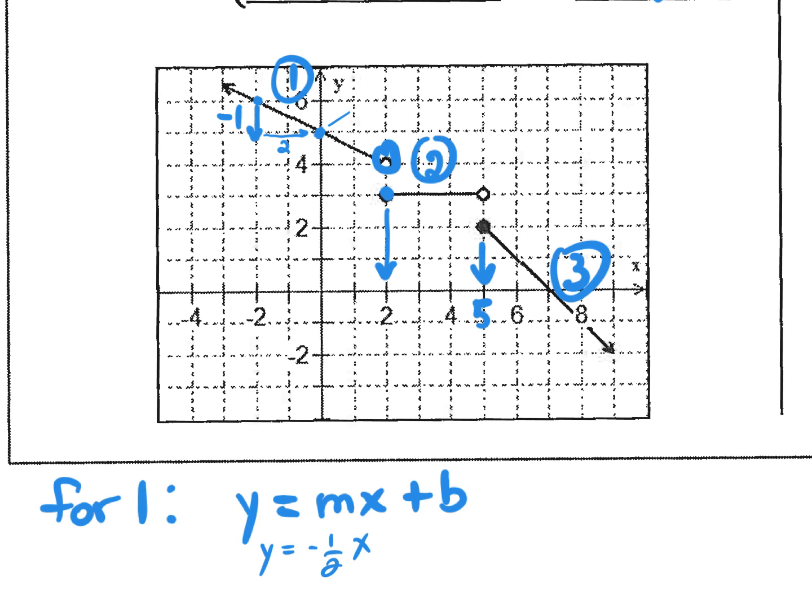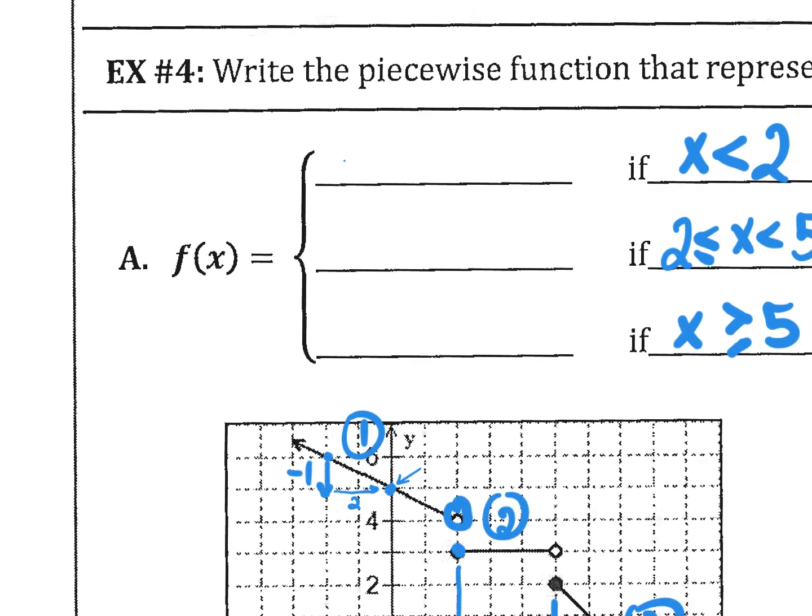What is the y-intercept right here? 5? So plus 5. So guess what goes up on our function graph? We don't put the y equals, we just put the x part. So what goes up here? -1/2 x plus 5. Okay?